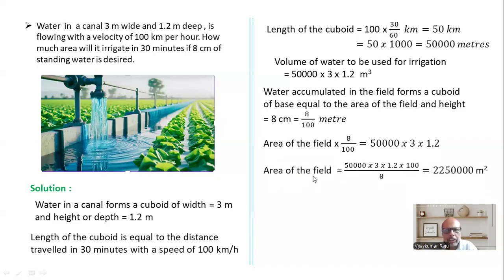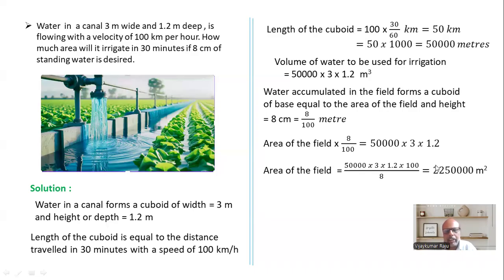So area of the field is equal to 50,000 into 3 into 1.2, this 100 goes to the numerator, into 100 divided by 8. That is 22,50,000 square meters of area can be irrigated by the canal in 30 minutes.